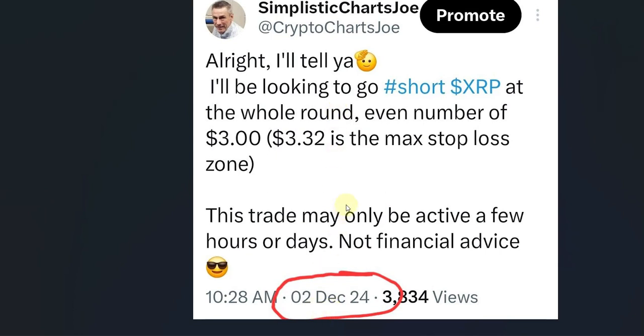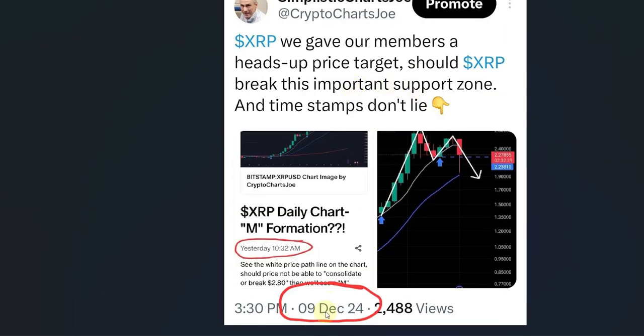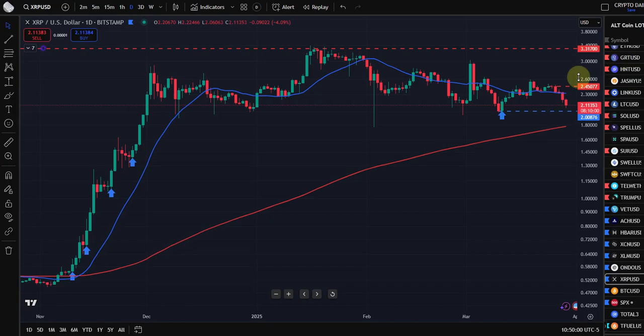And then on top of that, back in this area here, let me pull that up for you. As you can see, this was one of our posts on X, December 2nd, 2024. I'll be looking to go short XRP at the whole round number, $3, okay? And this trade is only active for a few hours or a few days, okay? Not financial advice. And then we did another follow-up on December 9th. We gave our members a heads-up price target of XRP before, and then we ended up in that M formation, okay? That's another situation we like, looking for as price pulls back.